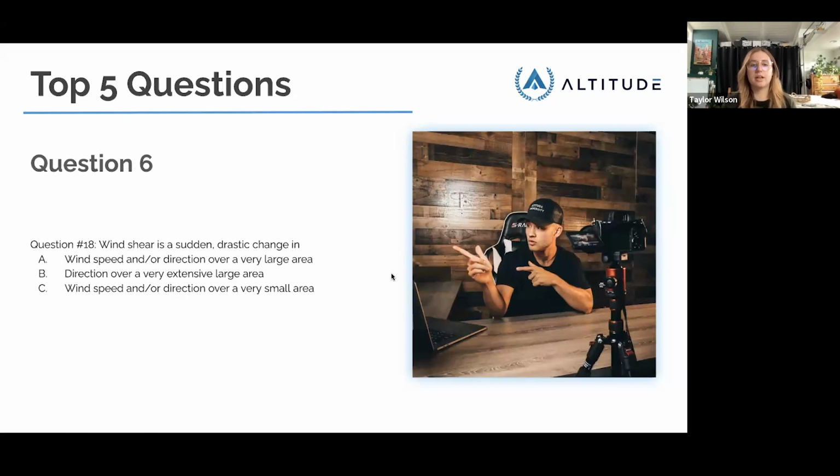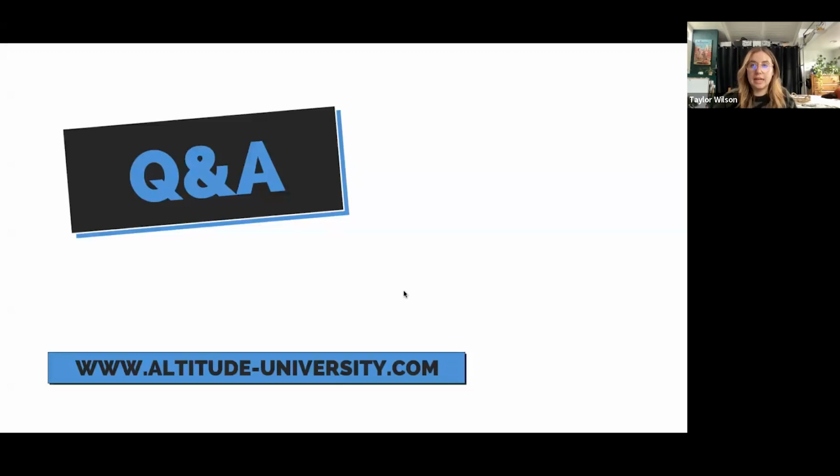Wind shear is a sudden drastic change in either wind speed and direction over a very extensive large area, or wind speed and or direction over a very small area. Woohoo. You guys are doing great. Our answer is C. So wind shear is a sudden drastic change in the velocity or the direction over a very small area. That's all the questions I had for you guys today.